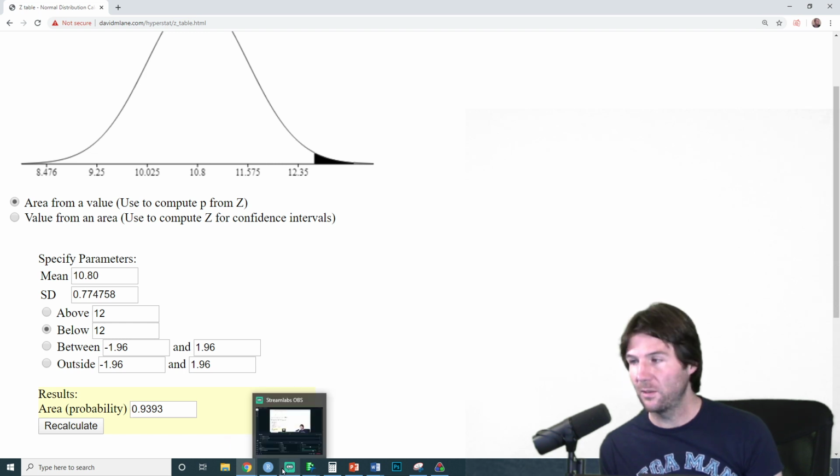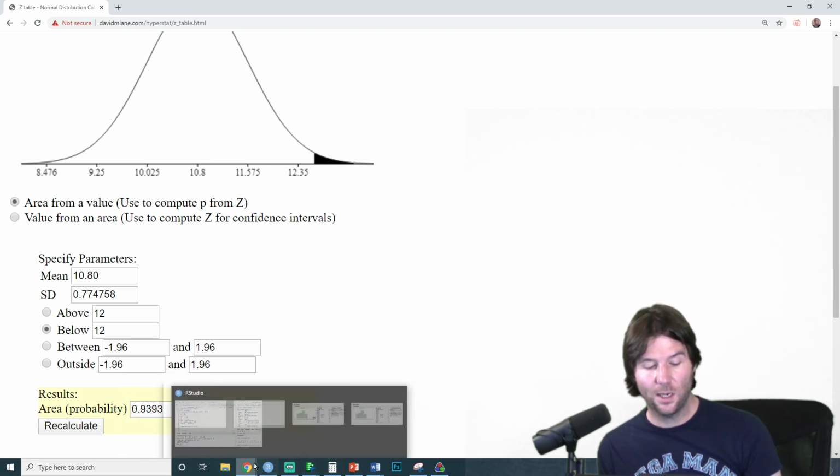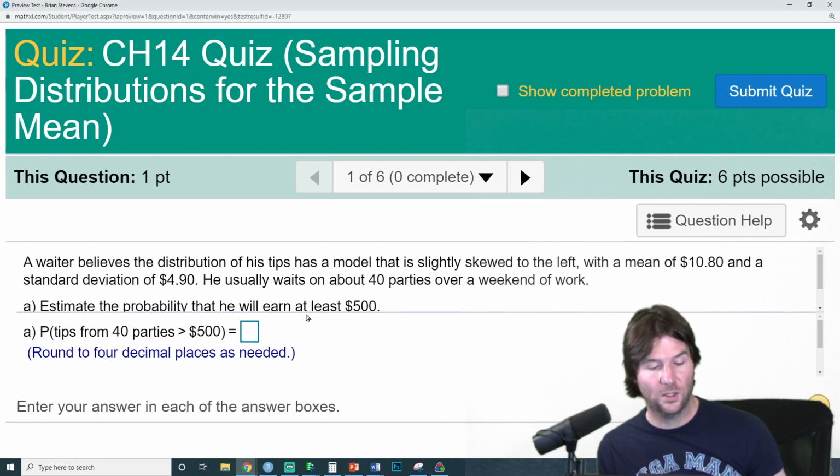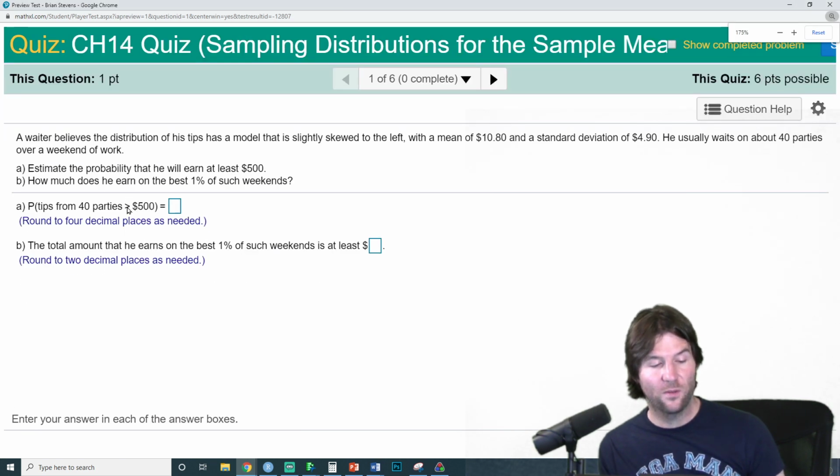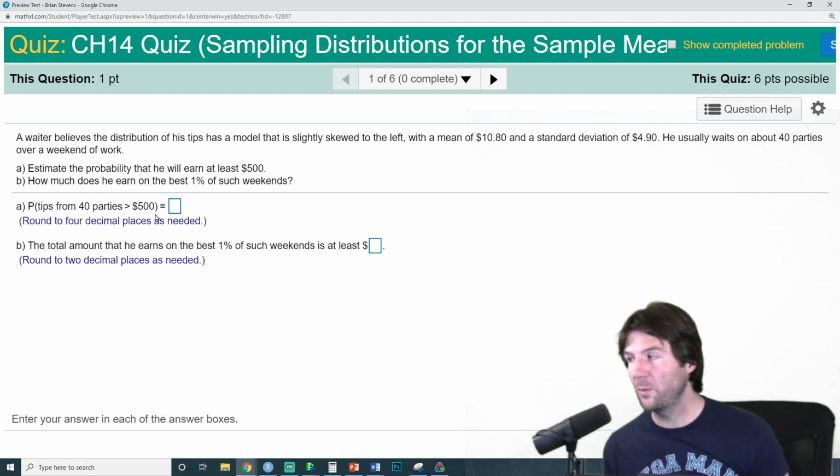Now, here's where people usually get stuck on this question. It asks, what's the probability of making $500 on 40 tables? So how much would we need to make on average on 40 tables to make $500? To make $500 on 40 tables, we'd have to make this on average.